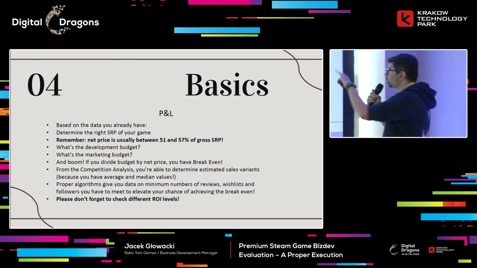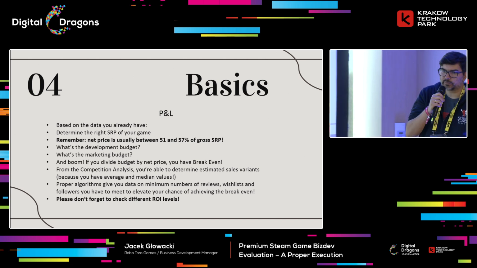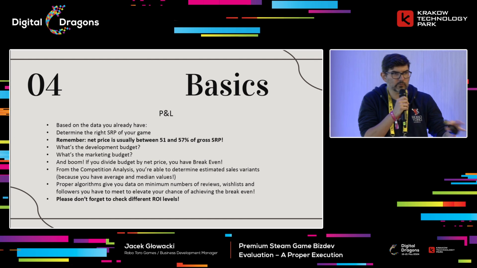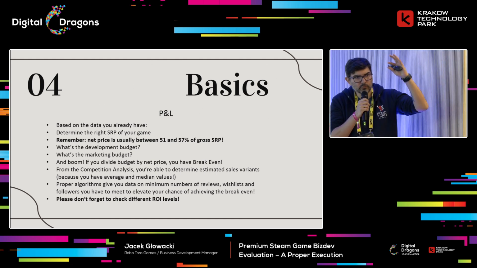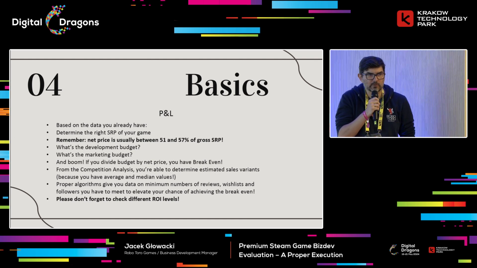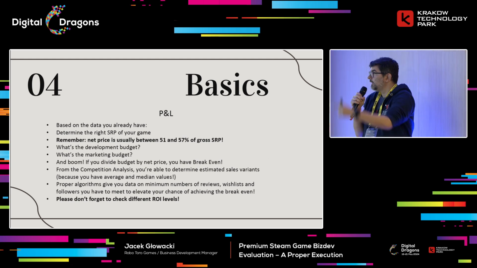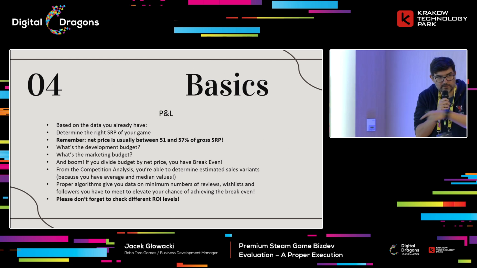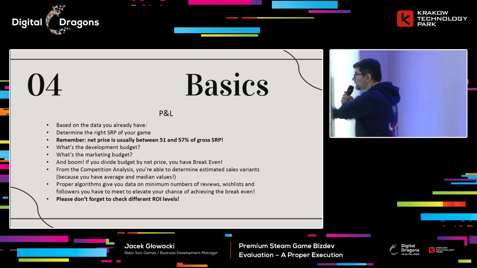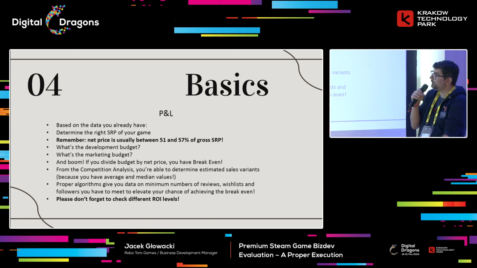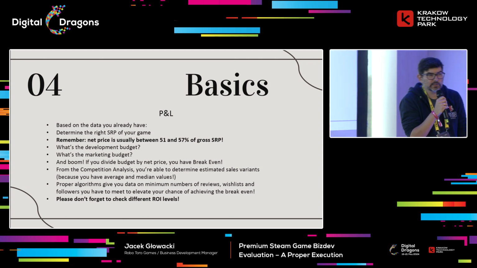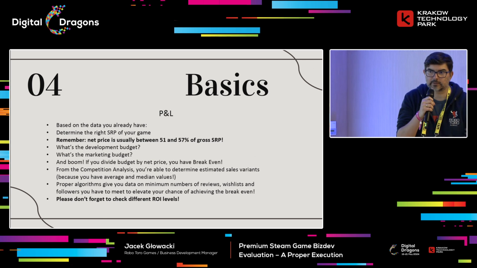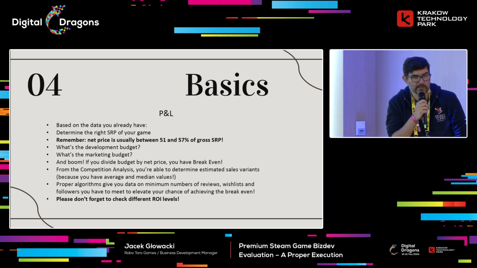Now, it's very important to remember that you do not calculate with your gross price. You do not calculate with SRP. Because between the SRP, the price that is seen on the Steam page, and the amount of money that you're actually getting is a huge difference. And this difference is, again, statistically calculated. It's usually between 51 and 57%. So you can even make a couple of variants, a more positive variant and a more negative variant, depending on what kind of percentage you apply.